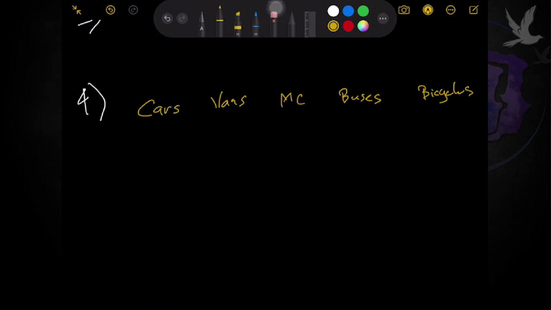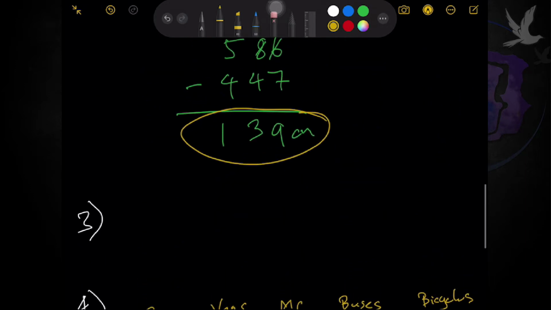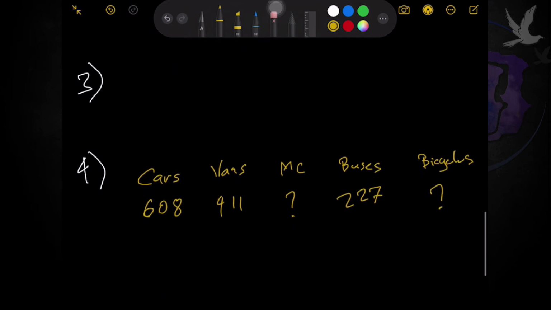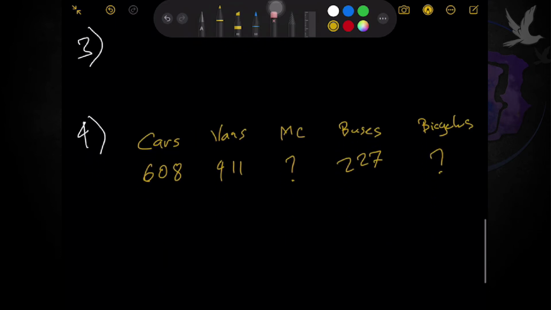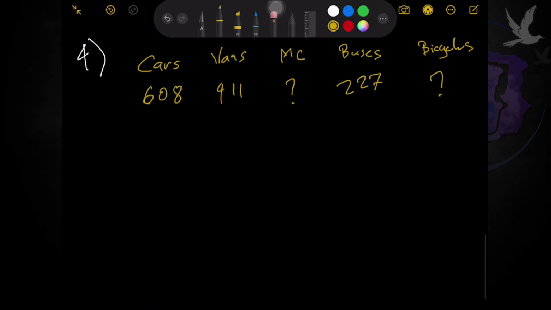Okay, it says there that the cars is equivalent to 608, 411 is for the vans, question mark for motorcycles, buses is 227. Oops, excited. Bicycles is also missing. And take note, like what I've said, since you are still learning, this should have been similar to number 2 muna, so that you can understand better. So anyway, going back.